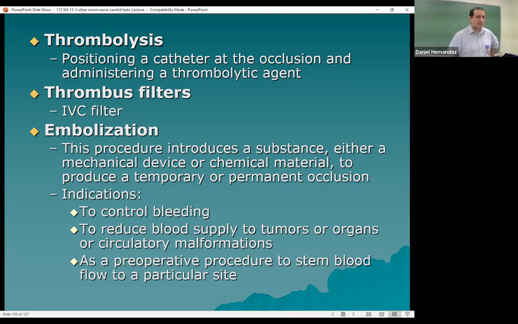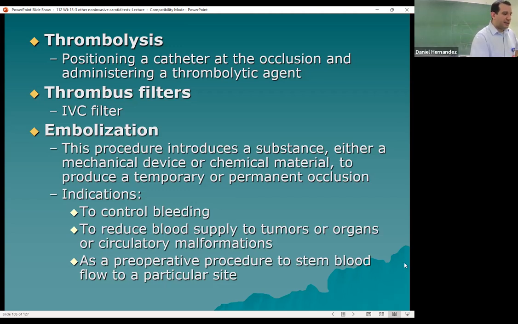Embolizations can also be used potentially in patients that have tumors. So we want to shrink a primary tumor prior to a patient maybe doing radiation or chemotherapy, to starve that tumor of its blood supply in hopes to shrink the size of that tumor, maybe making it a little more operable. So they'll go in, they'll embolize the feeding vessel to that tumor.